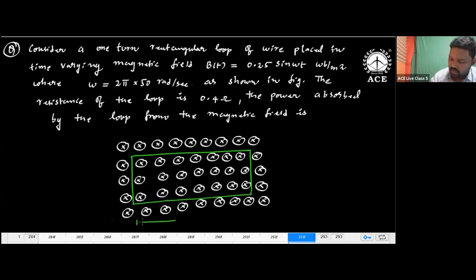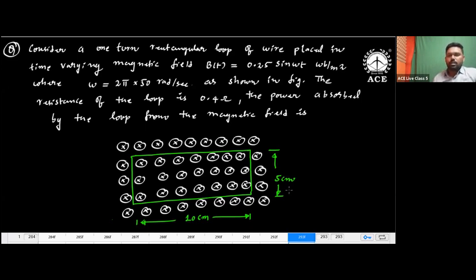So how much is this, beta, here to here? 10 centimeter. Here to here it is 5 centimeter. Okay. So what you need to find out here? You need to find out the EMF.